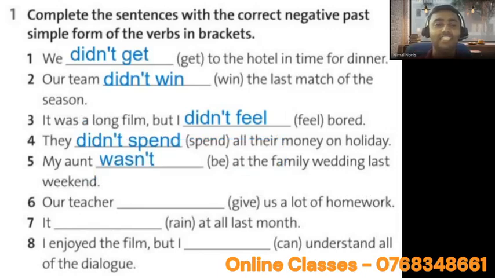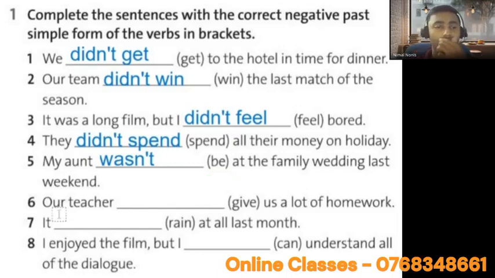And I can see some of the students have written my aunt didn't be at the family wedding last weekend. Okay, so that's what you need to learn here. If it is the be verb that is given, you have to change it to was or were in the past tense, and in the present tense am, is, are, right? That's how it changes. My aunt wasn't at the family wedding last week.